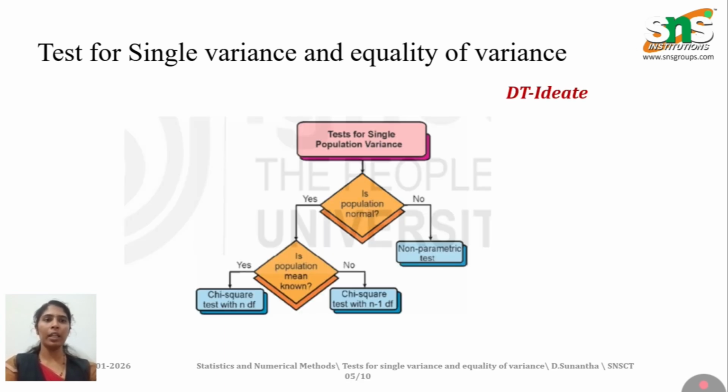Next is the ideate part, in which the population is normal. If the population is normal, we will use this test. If the population is normal and the population mean is known, then we go for a chi-square test with n degrees of freedom, and if it is not known, then we go for n minus 1 degrees of freedom. If the population is not normal, then we go for non-parametric tests.